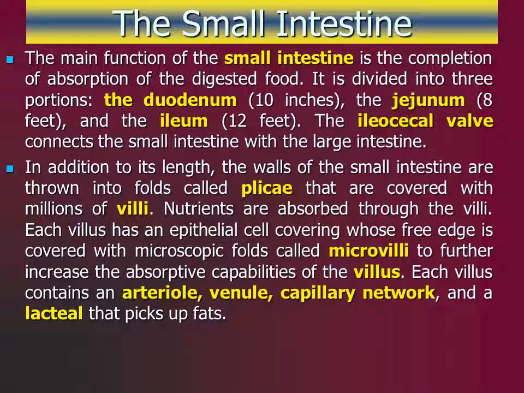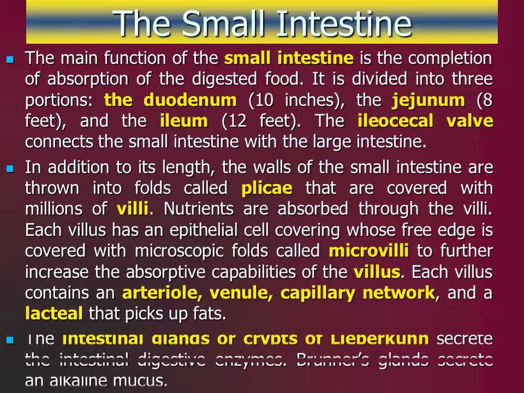The structure of each villus contains a capillary network where blood picks up nutrients, a venule or small vein to transport the nutrients, an arteriole or small artery, and a lacteal of the lymphatic system to pick up fats. In addition, the individual epithelial cells that cover the surface of a villus have a brush border of microvilli to further increase the absorptive capability of the small intestine.